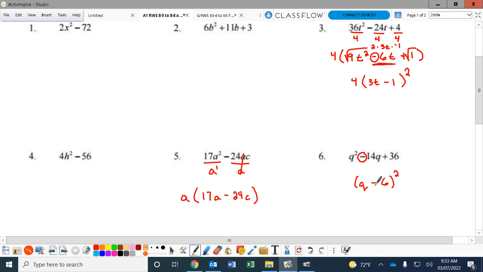The only problem is when I multiply 2 times q times negative 6, that does not give me negative 14q. Because of that, I have to go ahead and skip the shortcut, and just go straight to an easy diamond. See if I can get an easy diamond to work. I put 36 on top, I put negative 14 on the bottom. So far so good, just on the concept of setting up the easy diamond.